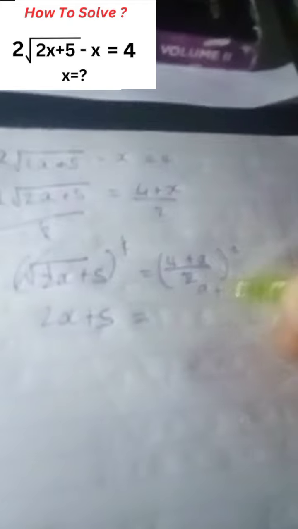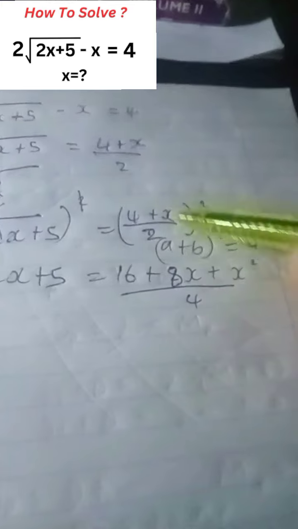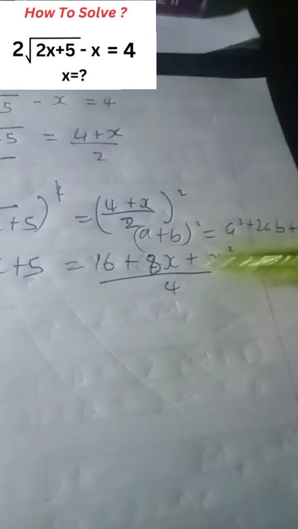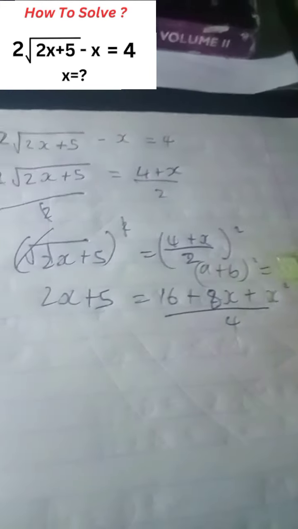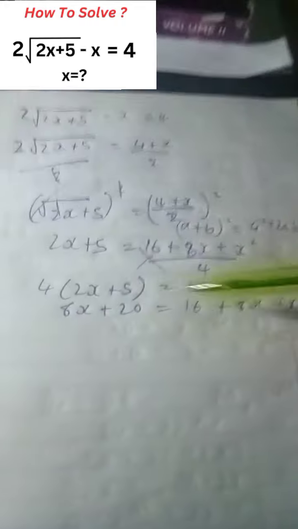And from the identity, (a plus b) all squared will be equal to a squared plus 2ab plus b squared. This will be 4 squared plus 2 times 4 times x, which is 8x, plus x squared, all divided by 2 squared, which is 4. Now we cross multiply. That will be 4 times (2x plus 5), which will be 8x plus 20, is equal to 16 plus 8x plus x squared.